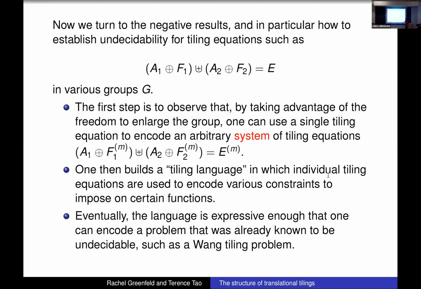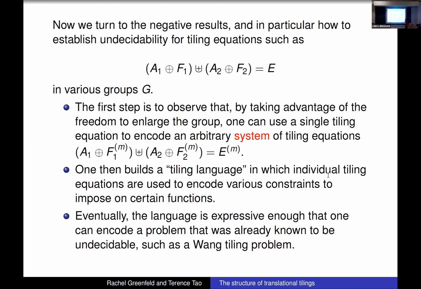So if we get back and we have two tiles again, now I want to show you why these questions are hard, why they're undecidable. So the main claim is that there exists some group, some two-dimensional group, and some tiling equation, A1 plus F1 union A2 plus F2 is E. And I claim that there exist F1, F2, and E such that this sentence is undecidable. We cannot prove or disprove whether this equation is solvable or not. Okay, so this is just one equation.